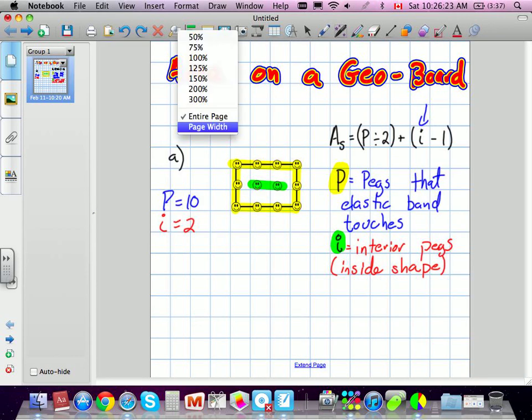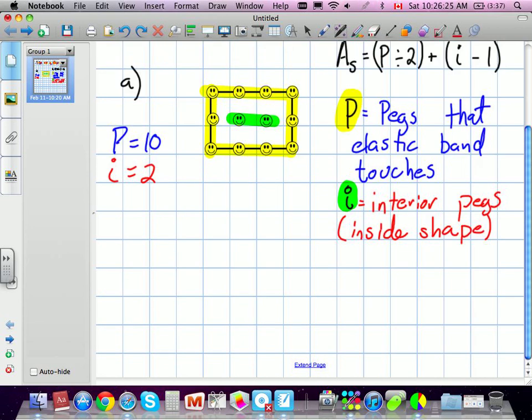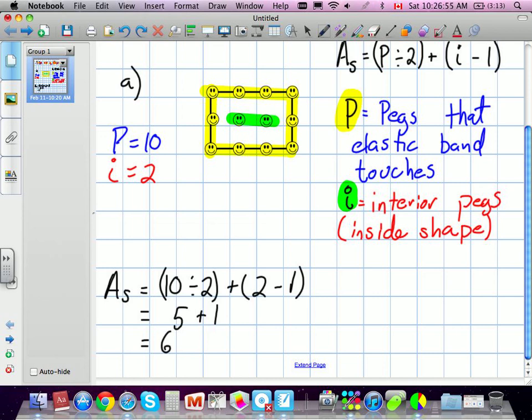So we go down. Remember that formula again. So S is equal to, what do I write for P? 10 divided by 2. Plus, what do I write for I? Plus 2. So let's try this. What is 10 divided by 2? 5. Plus 1. Good. 6. Good.